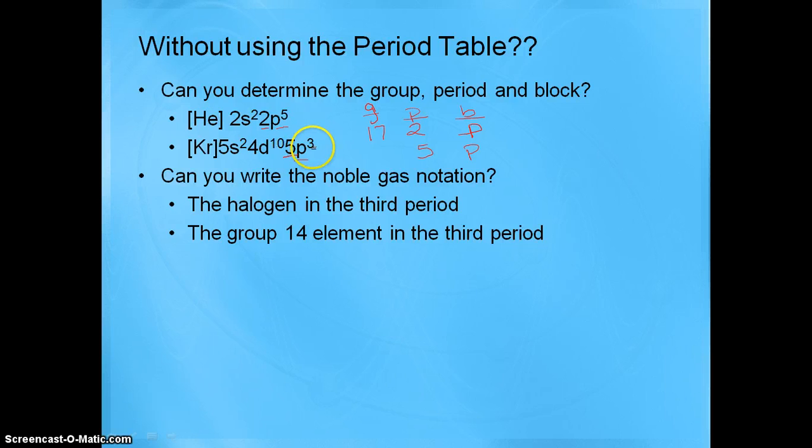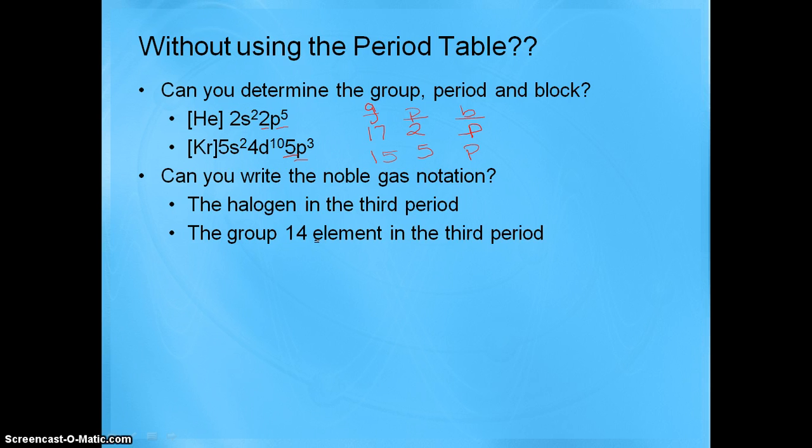Remember to start with 13. 13, 14, 15. I'm counting 3 P's. Always make sure you actually start counting at 13 and make sure that's your number 1. So we're at group 15. So remember, we're asking you to do this without your periodic table. So you can practice with it, but in class you will be expected to do it without the periodic table.